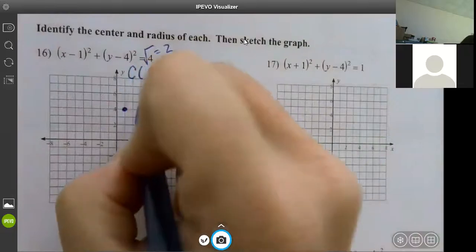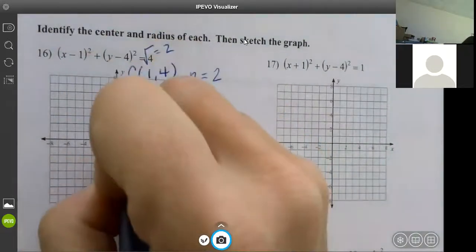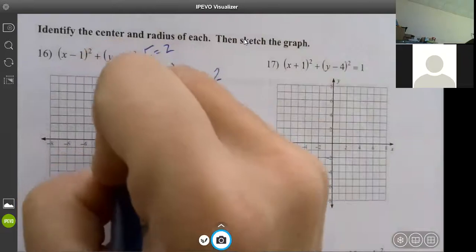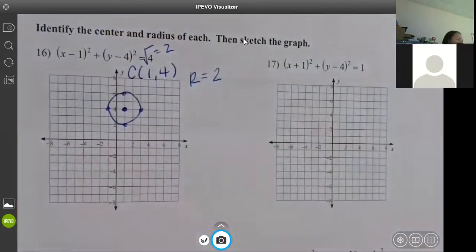You go 2 from that dot, up, down, left, right. Y'all, that's it. Same exact thing. We just moved it. We'll talk about transformations soon. How did you move this? You moved it right one up 4. So remember in the very beginning of the year, we talked about transformations. We'll do that a little bit more this week too and next. Okay.